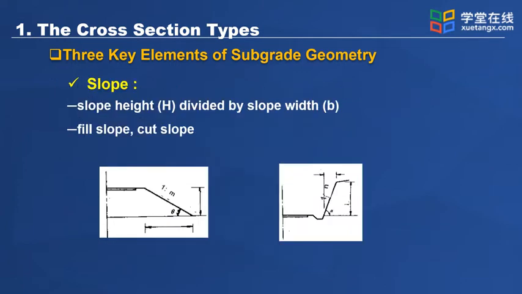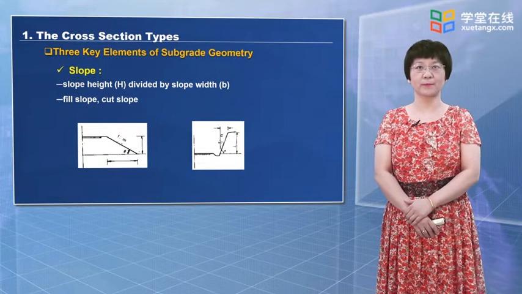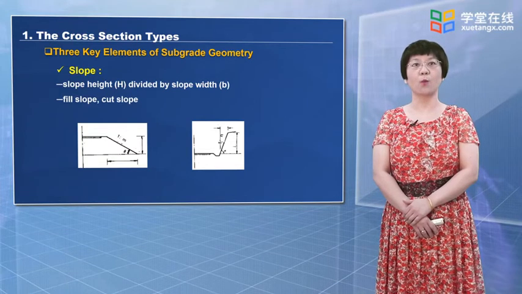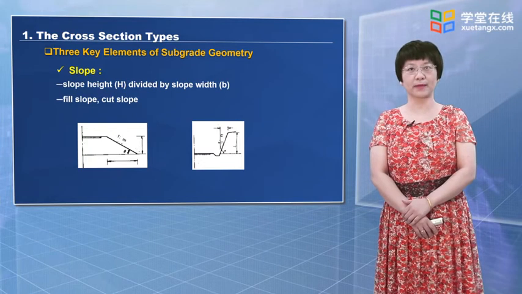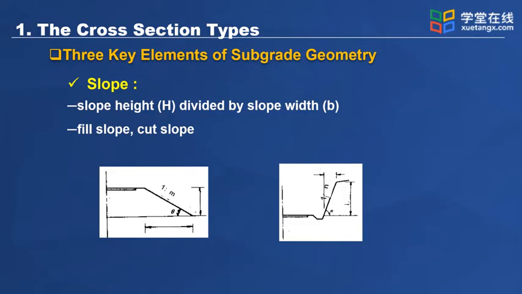The third, slope. The subgrade side slope is defined as the ratio of the subgrade height to the slope width, which is denoted by 1 to m for the fill subgrade and 1 to n for the cut subgrade, as shown in the fill section. The subgrade height h equals 2 and the slope width b equals 3. Therefore, the slope is 2 to 3 equals 1 to 1.5.